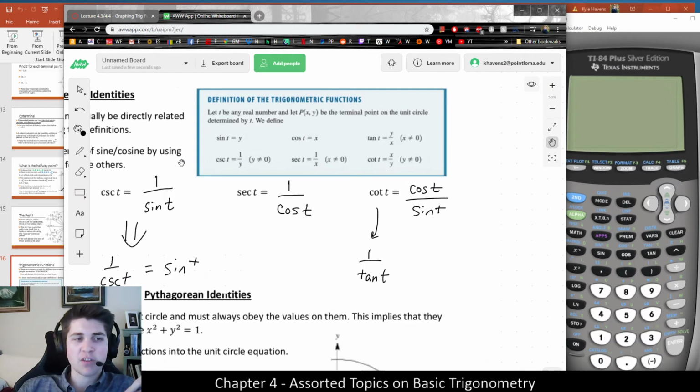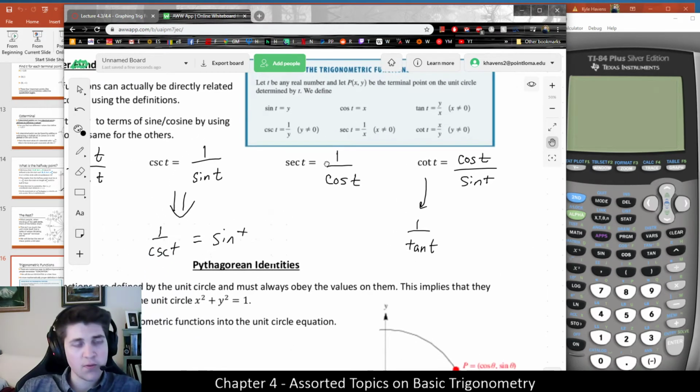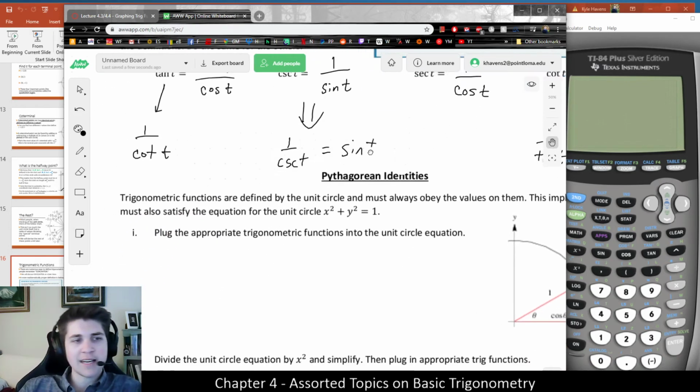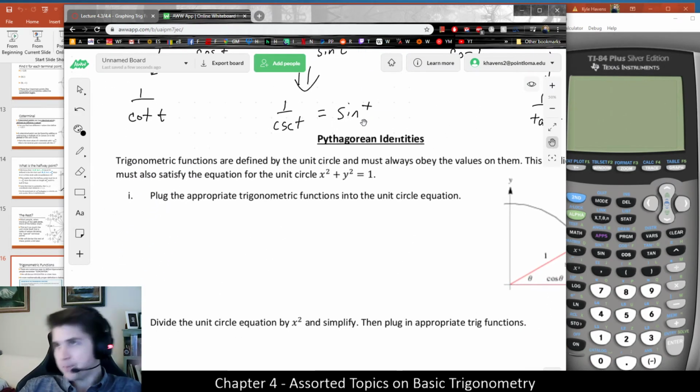And the memory trick for this, which I said before, but I'll reiterate now, is that sine and cosecant are reciprocals of one another. They both flip each other. Cosine and secant are reciprocals, tangent and cotangent. It's easy to remember because they're never paired with the same letter for reciprocals. It also has nothing to do with the cofunctions. That's a completely different set of identities, which we're going to get to when we get into analytic trig later.